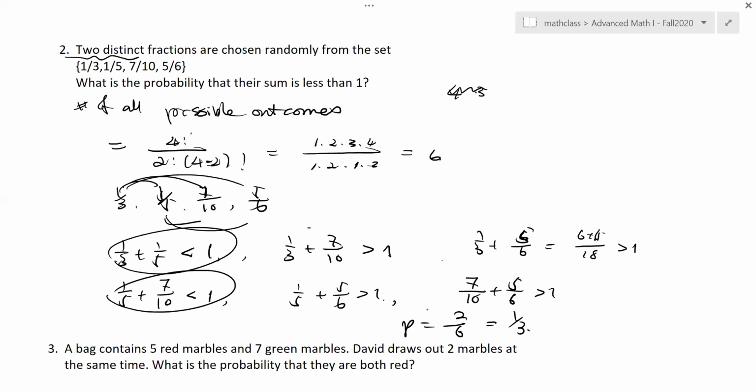Those 2 are selected from this group of 4. Even not in a row, I just put them in my hands. The order does not count, so I have to divide by 2 factorial. That's how we end up with 6. Read the question carefully: 2 distinct fractions are selected.